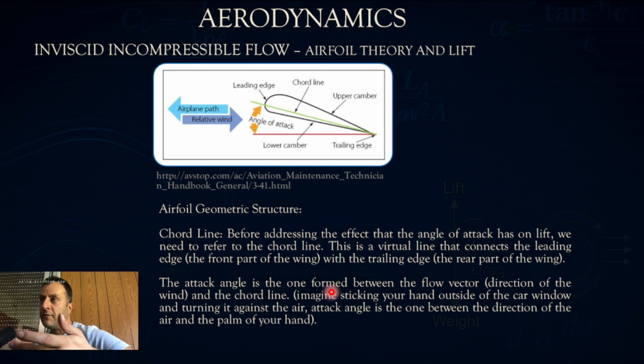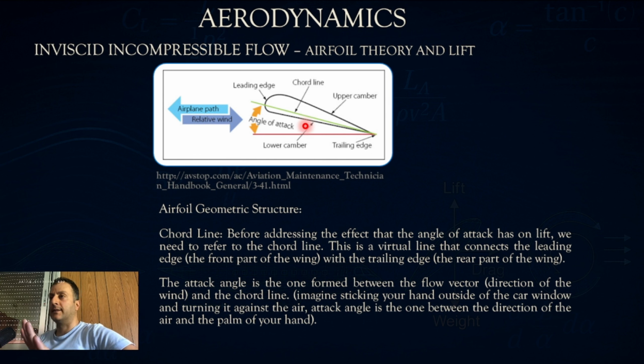To see the effect of the angle of attack, let's say you are sticking your hand outside of the car window when it's running and you turn it against the air, the attack angle will increase the pressure, okay? This is the angle between the direction of the air and the palm of your hand. That's the angle: for your hand, the one formed between the palm of your hand and the flow direction of the air.